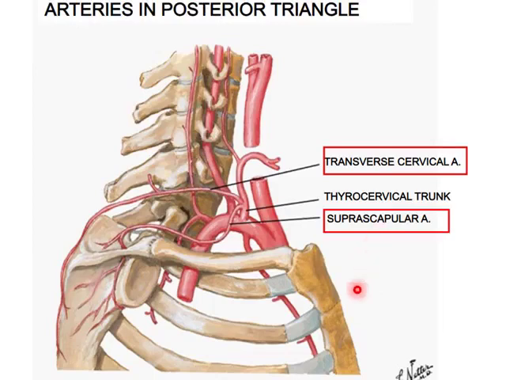In another cross-section, another view, you can see the transverse cervical artery and the suprascapular, both coming and reaching towards the back of the neck and the back of the upper limb to reach the scapula posteriorly.